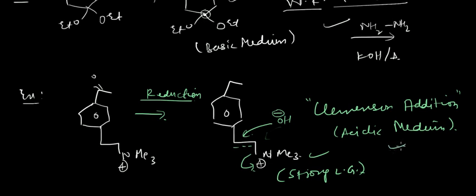I hope you are now clear that if we use the basic medium, double bond formation would occur, but if we use the acidic medium, nothing would change, and the NMe3 group will retain itself on the product side also.